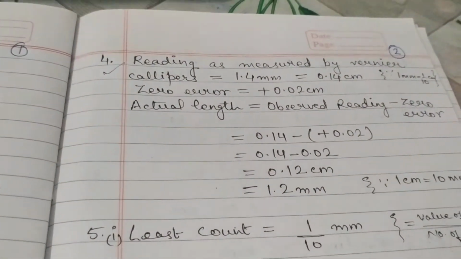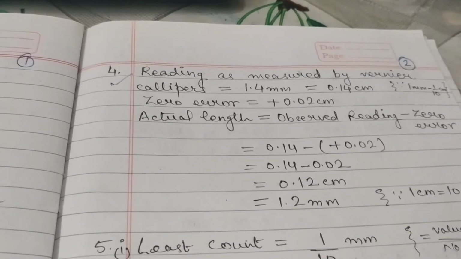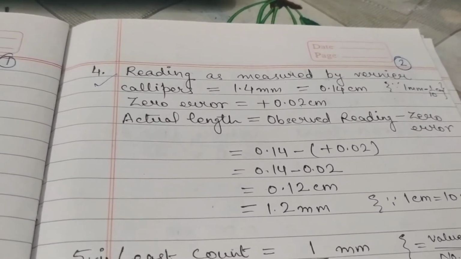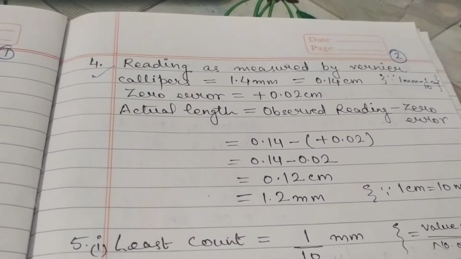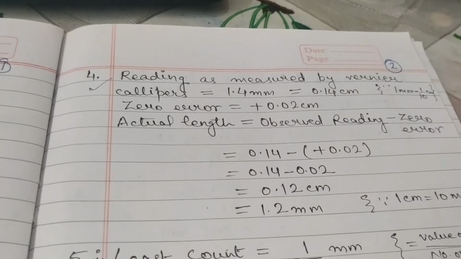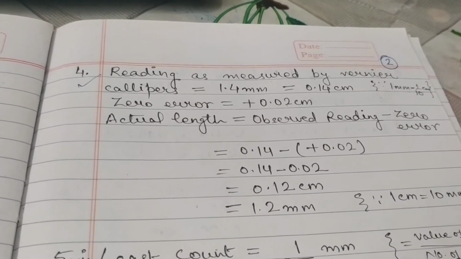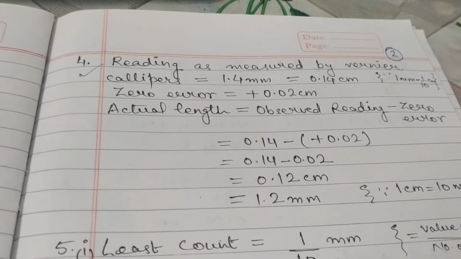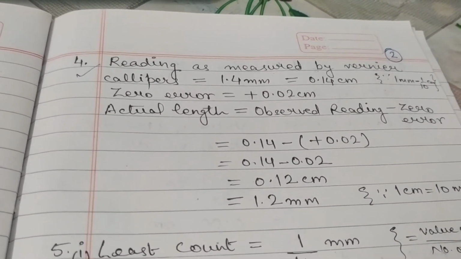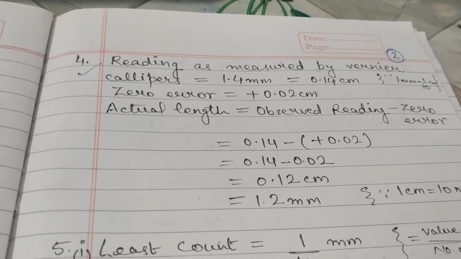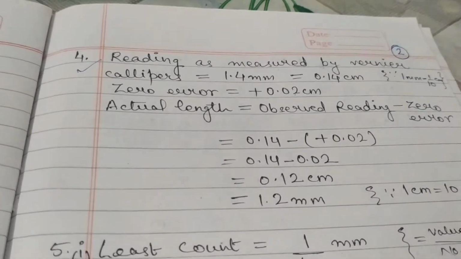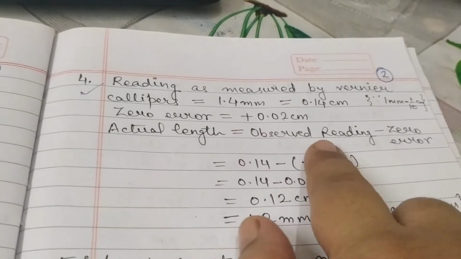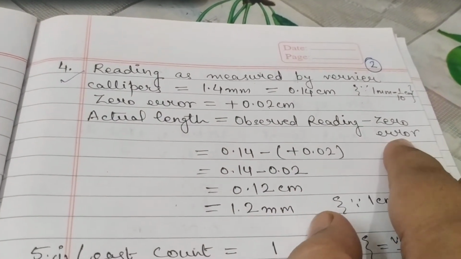Reading as measured by vernier calipers was 1.4 and zero error was 0.02 centimeter. We want both the values in the same unit. Okay, so we are converting millimeter into centimeter. You know that 1 millimeter is equal to 1 upon 10 centimeter. So applying it, we get 0.14 centimeter, and the actual length is calculated by observed reading minus zero error.